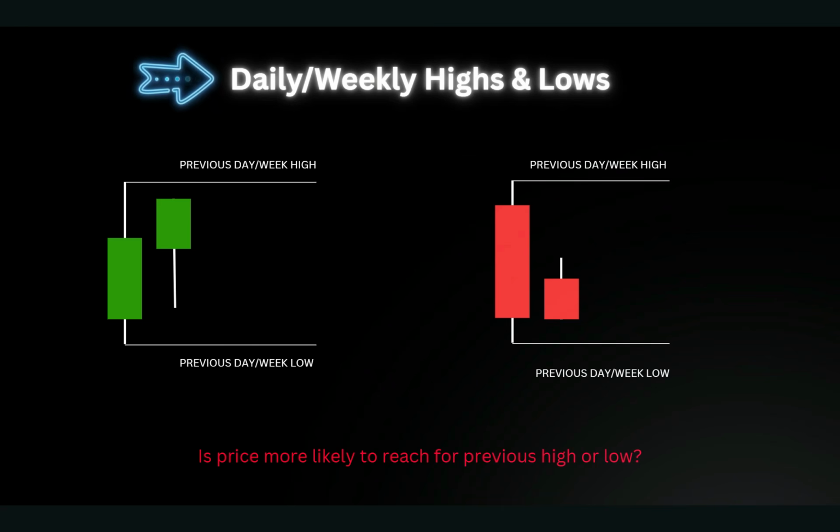These are very important key levels you can use. What you want to do is mark out the daily highs and the daily lows, or the weekly highs and the weekly lows. And what you want to ask yourself is, is price more likely to reach for a previous high or a previous low, depending on the location? If it's below the equilibrium 50% level, there's a high probability it's going to reach for a low. If it's above a 50% equilibrium level, there's a high probability it's going to take out a high. So we can use this to target these key levels.